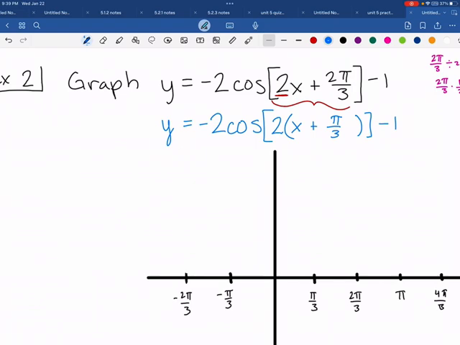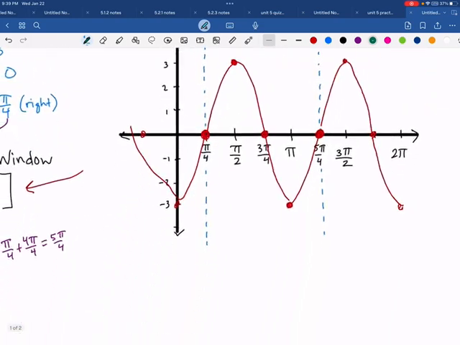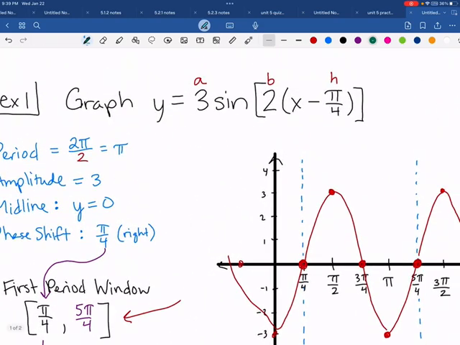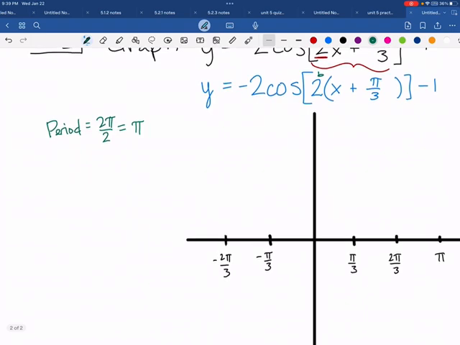So I'll go ahead and jot down, I have a period. I always start with period because it's kind of the most important one. So my period is going to be 2 pi over 2, because that's my B, which is pi. Is this the same as the last one? That's not super exciting. Yeah, they're the same. Well, anyway, period is pi again.